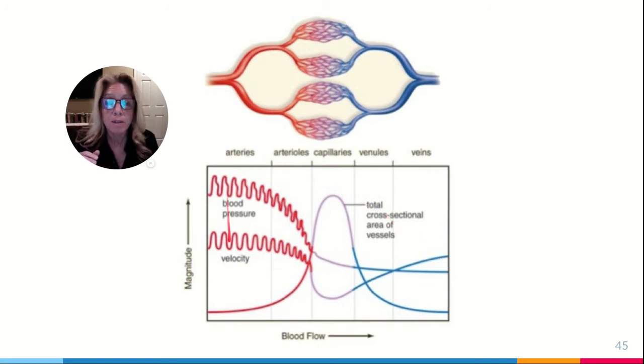So now velocity is going to match that a little bit. The velocity goes up and down due to the blood pressure, but you can see here the velocity goes way down. And where is it going down at?